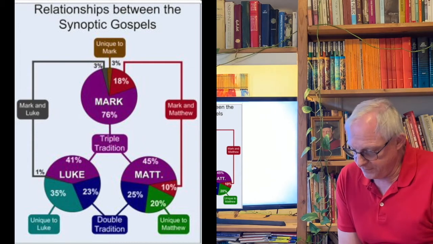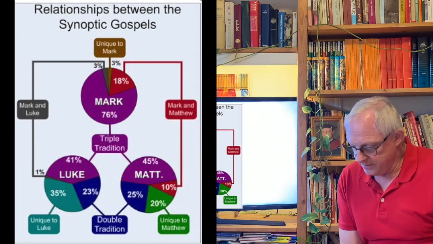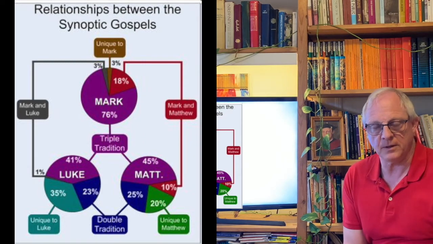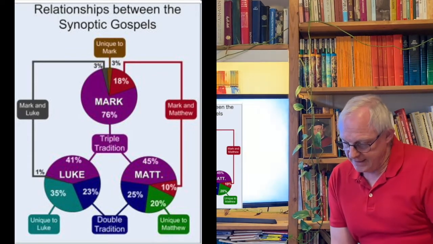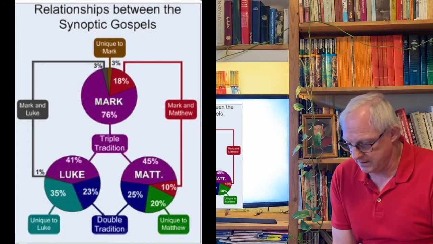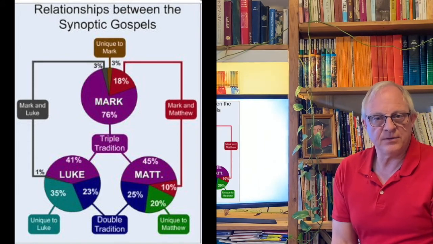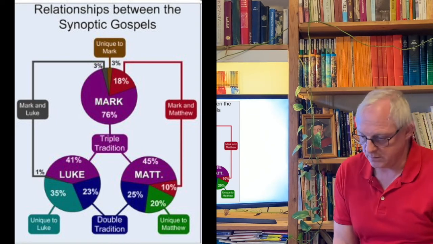You will notice that 76% of all the stories in Mark also show up in Matthew. 45% of the Gospel of Matthew comes from Mark, and 41% of the Gospel of Luke comes from Mark. You also notice that 18% of Mark shows up only in Matthew and makes up 10% there. And the Gospel of Luke has 3% of Mark in it, which makes 1% in Luke.